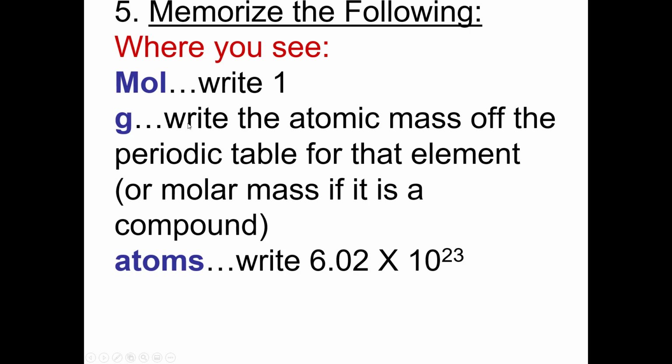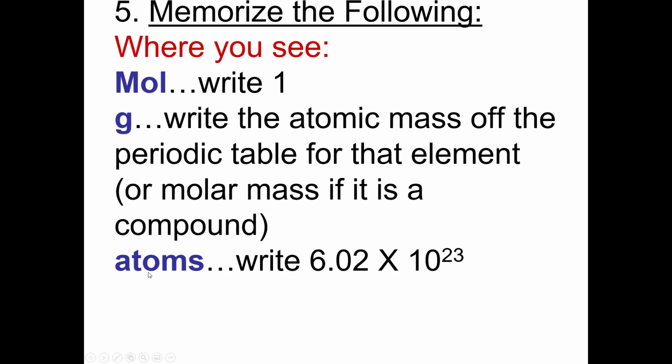Where it says grams, you have to go to the periodic table for that element, and you're going to get its mass. For this week, we're just going to do elemental mass. We won't do molar mass yet. Molar mass would be like if you have H2O, you have to multiply the mass of H times 2 and add that to O. You did that a little while ago. We will do that starting next week, but this week we'll just do elemental mass. So you just get the mass off the periodic table.